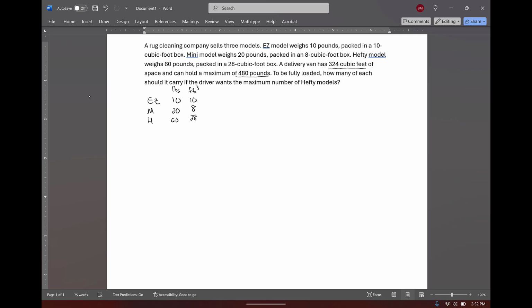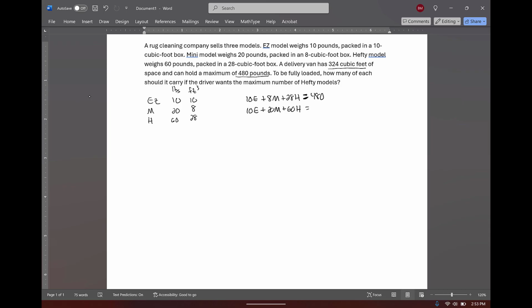So if we take the space constraint first, 324 cubic feet, we have 10 cubic feet for each of the easy models, 8 cubic feet for each of the mini models, and 28 cubic feet for each of the hefty models. Technically, that should probably be a less than or equal to symbol, but let's just make it equal to, and we know that as long as we don't go over that constraint, we're good to go. And then the weight of 480 pounds total in the delivery truck. The easy models are 10 pounds apiece, 20 pounds for each mini model, and 60 pounds for each hefty model. You know what, I just did all of that backwards, didn't I?